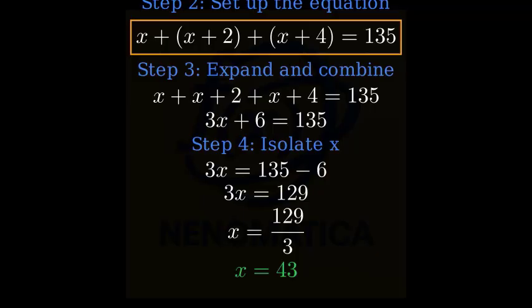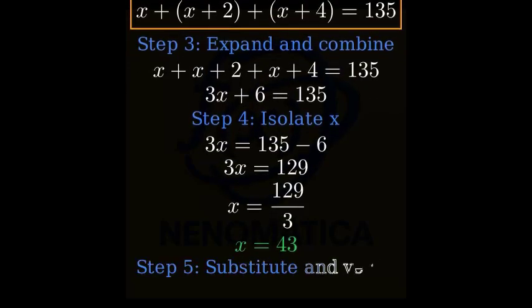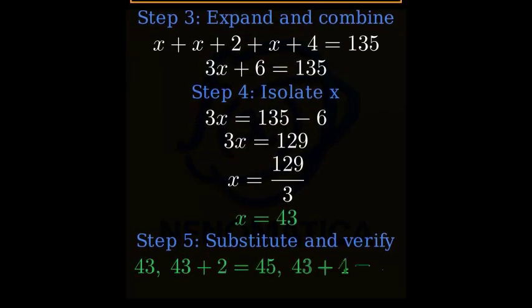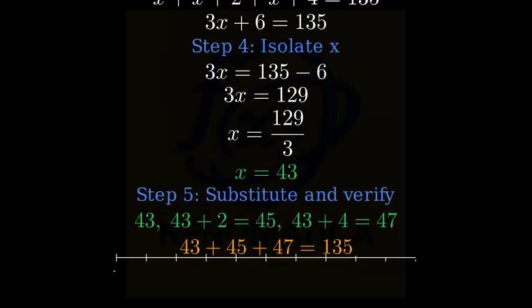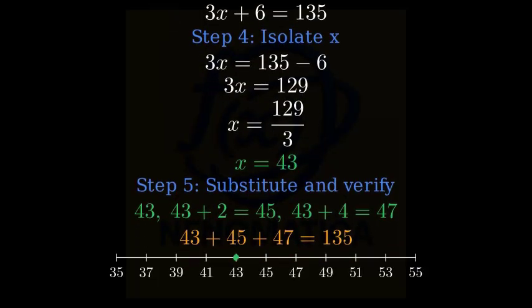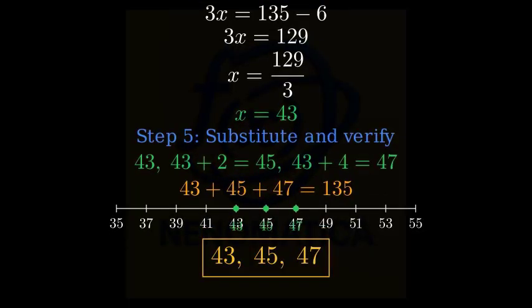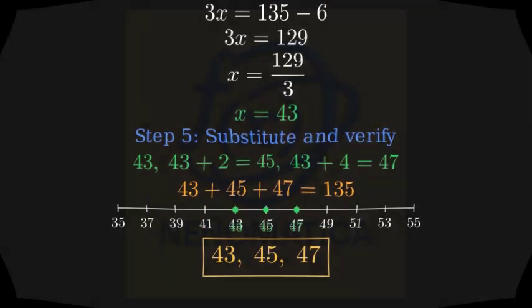Then divide both sides by 3 to get x equals 43. Step 5. The three consecutive odd integers are x, x plus 2, and x plus 4. Substituting x equals 43 gives 43, 45, and 47. As a quick check, their sum is 135. Final answer. The three integers are 43, 45, and 47.